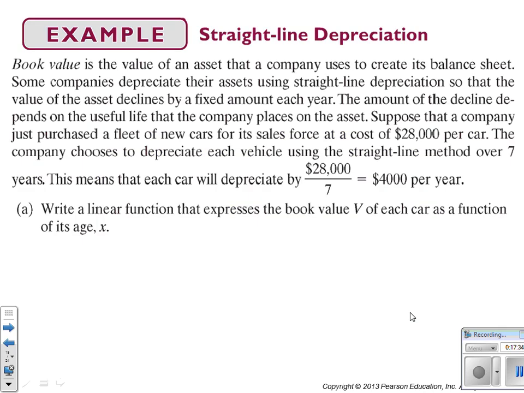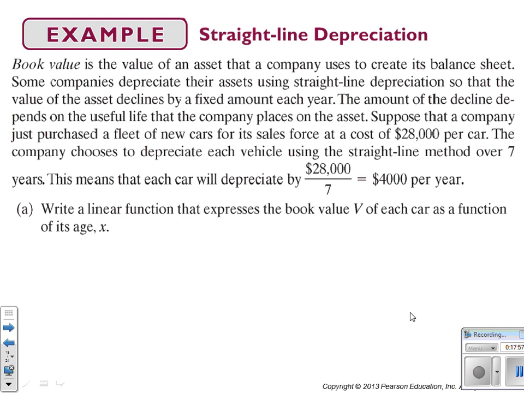So our example problem, the straight line depreciation. Oh, I take it back, we've got the supply and demand problem too. Book value is the value of an asset that a company uses to create its balance sheet. Some companies depreciate their assets using straight line depreciation, so the value of an asset declines by a fixed amount each year.